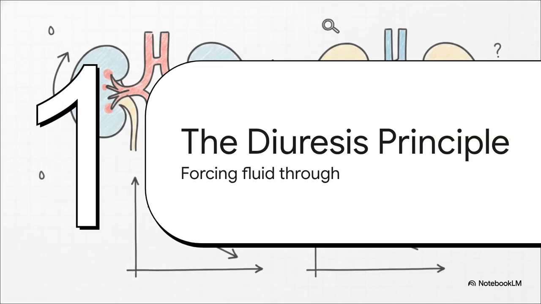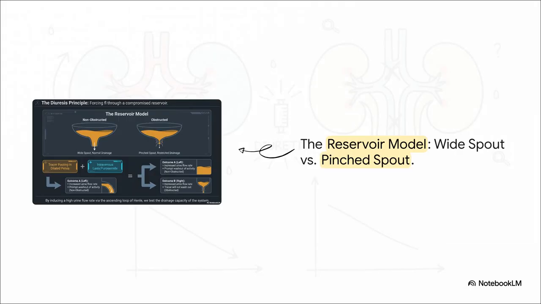Section 2. The diuresis principle. Forcing fluid through a compromised reservoir. To really wrap our heads around this, let's use a simple analogy. Think of the kidney's collecting system as a funnel. If it's not obstructed, it's a funnel with a nice, wide spout. Fluid drains out normally. But if it is obstructed, it's like a funnel with a pinched spout. To figure out which kind of funnel we're dealing with, we introduce an intravenous loop diuretic called Lasix or furosemide.